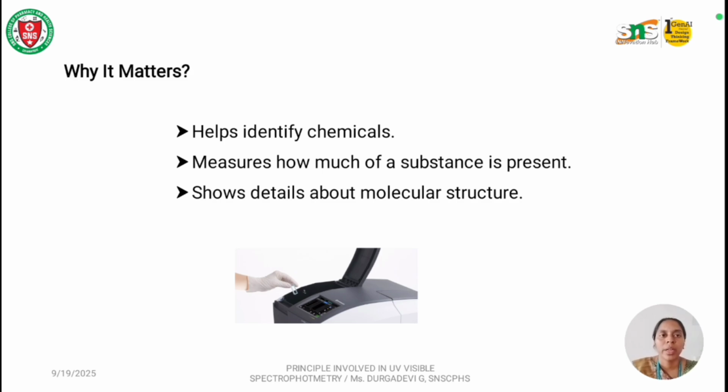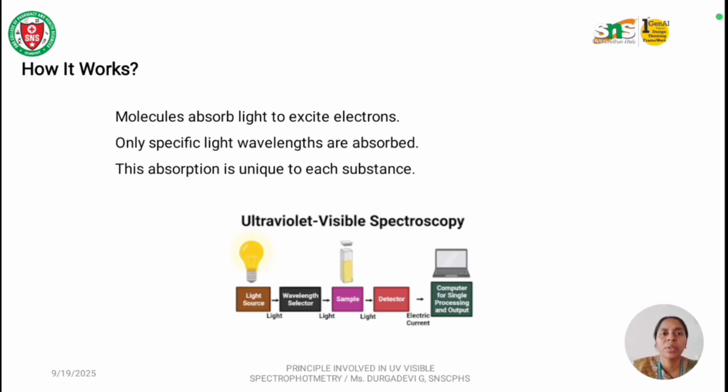Why does it matter? It helps identify chemicals and it also measures how much of a substance is present. It shows details about molecular structure. So with the help of UV visible spectroscopy, we can do both qualitative as well as quantitative analysis, and we can analyze the concentration of substances present in the pharmaceutical component as well as some other components, and we can also elucidate the structure that is present inside the dosage form or some other components. And how does it work? Molecules absorb light to excite the electrons.